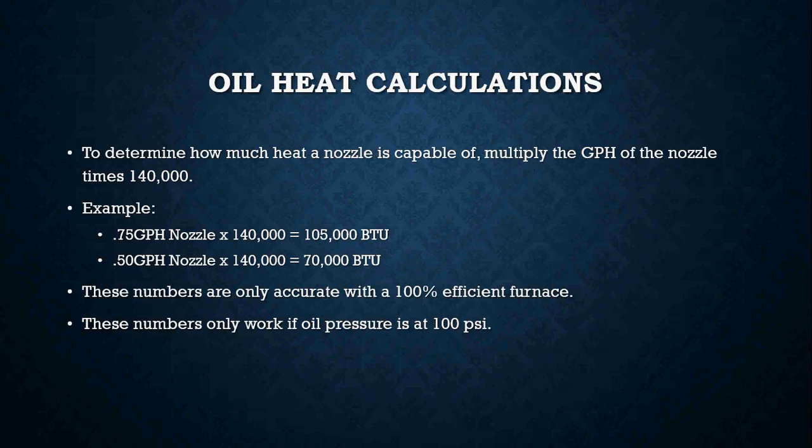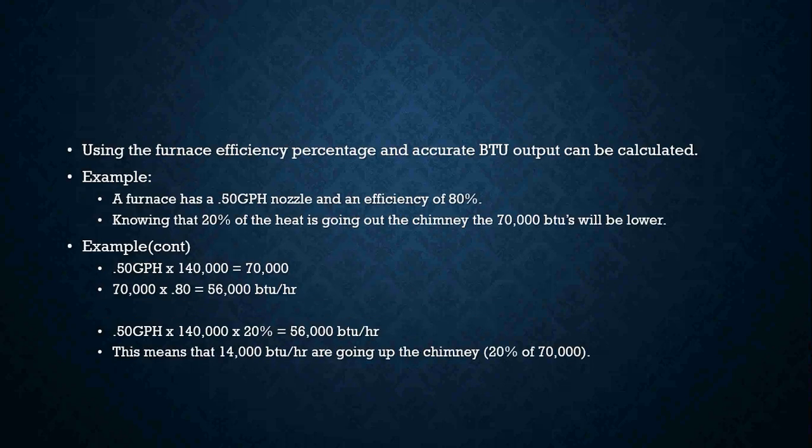So those numbers are only correct if I'm 100% efficient. Okay? And those numbers are only correct if our pump pressure is set at 100 psi. Which we know that some of our newer, up-to-date burners are not operating at 100 psi. They're operating at about 140, 150 psi. So those numbers are different. Using a furnace efficiency percentage, though, an accurate BTU output can be calculated, okay?